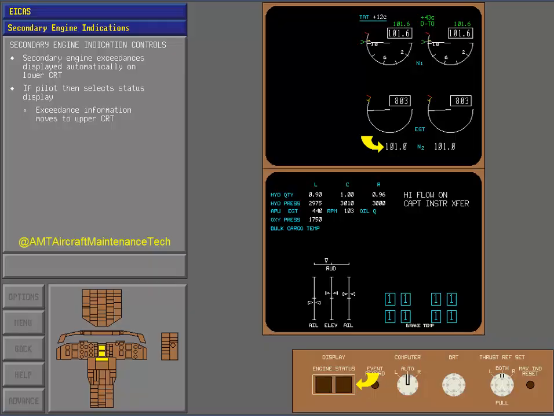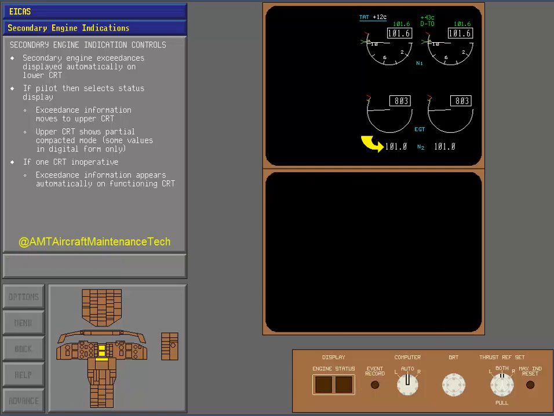If the pilot subsequently elects to view status information, the exceedance information moves to the upper CRT, which shows the partial compacted mode. That is, some of the indications appear in digital form only. Or, if one CRT is inoperative when an exceedance occurs, the exceedance information also appears automatically on the functioning CRT, which will show the partial compacted mode.